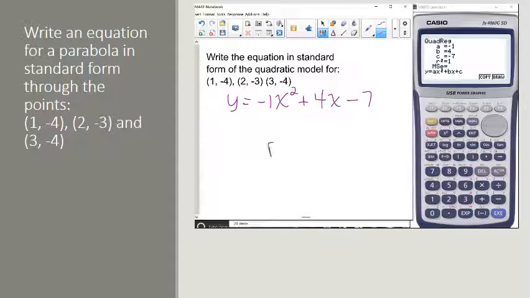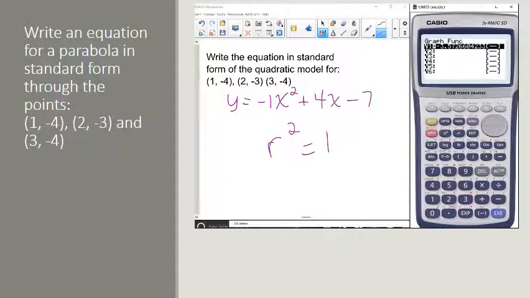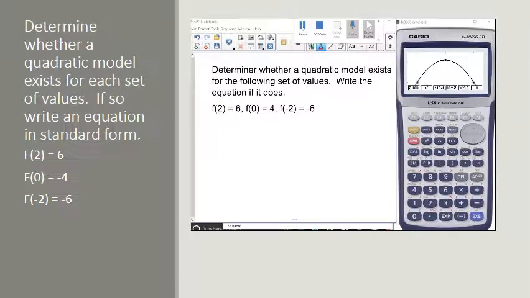Notice that you have this correlation coefficient of 1. That's what that r squared means. The closer that is to 1 or -1, the better fit you have. Now we can copy this equation by pressing F5, and what that does is it puts it into another menu that we can use to do some figuring things out later. If we want to draw it, we can see that, yes, it very closely fits the coefficients. So again, our equation is y equals -x squared plus 4x minus 7.